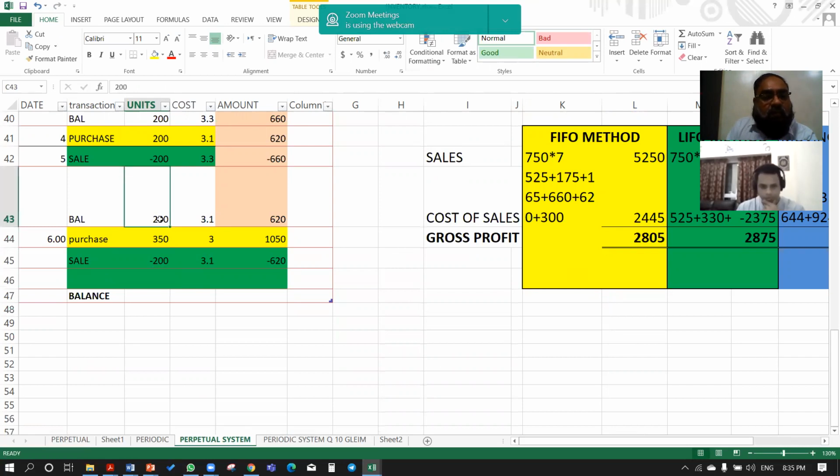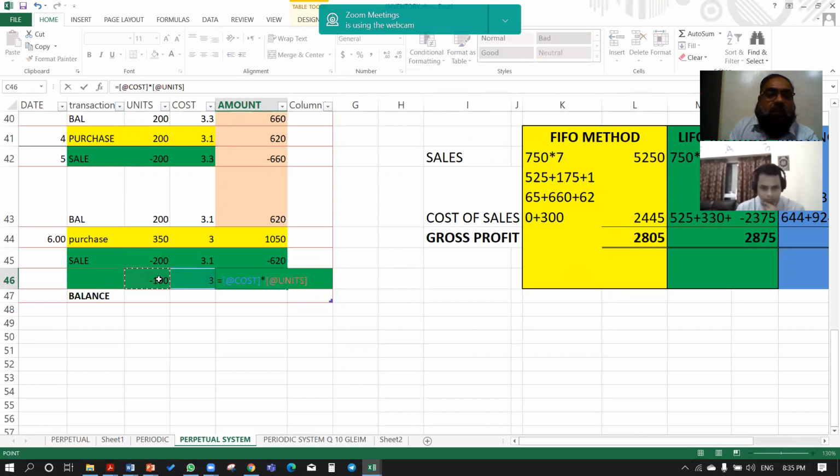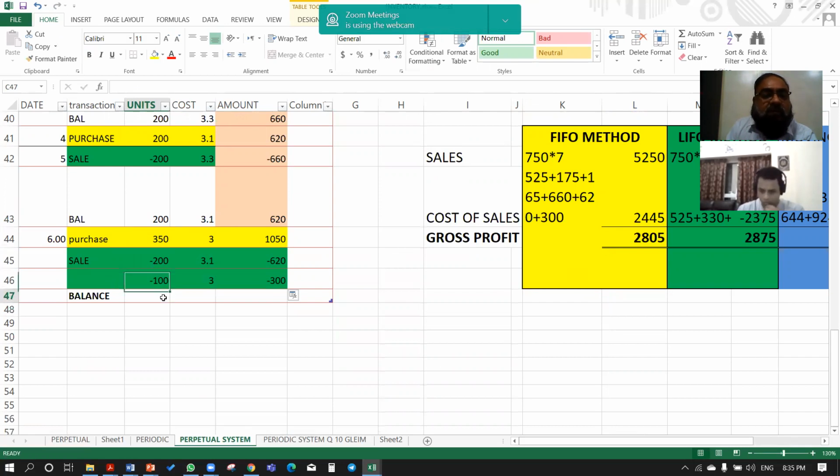300. 200 sold from here and 100 from this lot, right? Yes. 100 from this lot at the rate of 3, so it will be 300. So out of this 350, we have sold 100. How many are left now as balance? 250 at the rate of 3, and the amount will be 750.